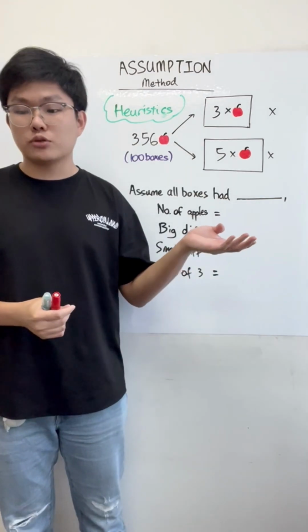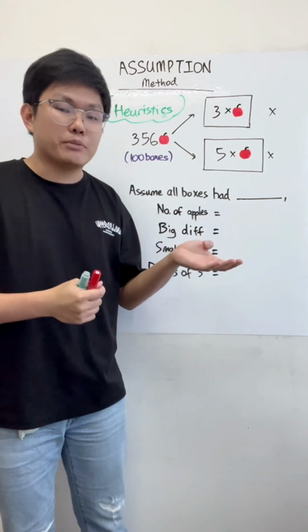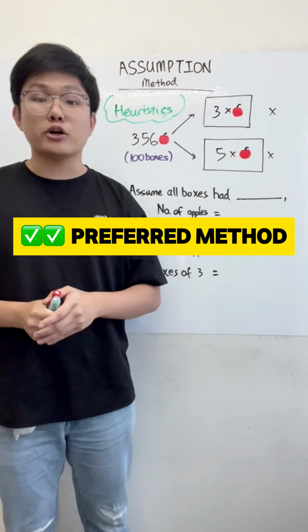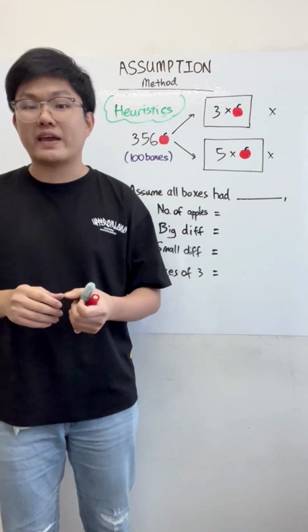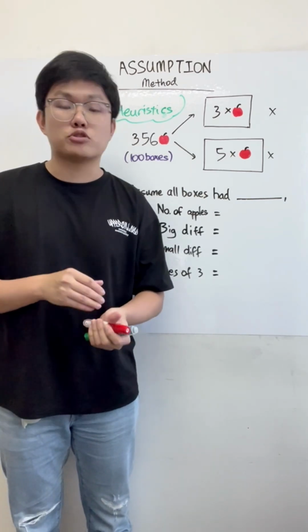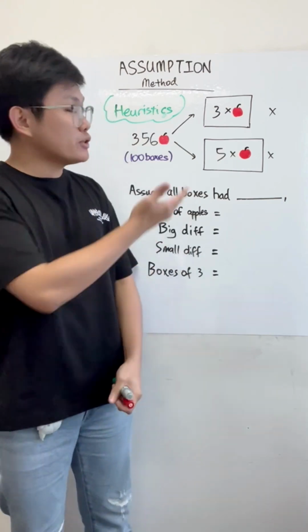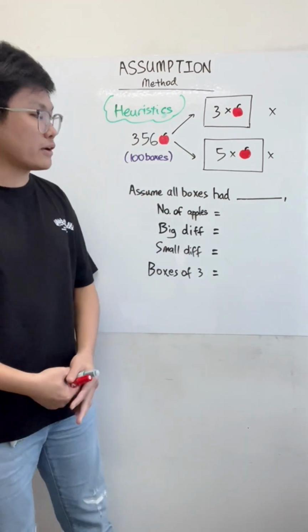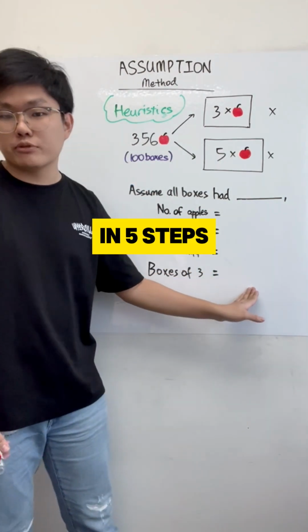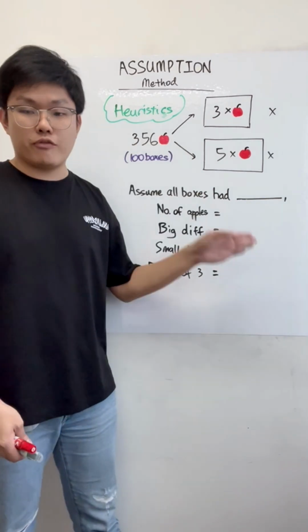When we look at this question over here, we notice it's a better example as compared to our guess and check, because guess and check requires us to do a little bit of guessing. Sometimes it takes us a couple of steps to guess out the correct answer. But for the assumption method over here, we have a systematic flow. You can see, in 5 simple steps, you will be able to determine the answer for our questions.